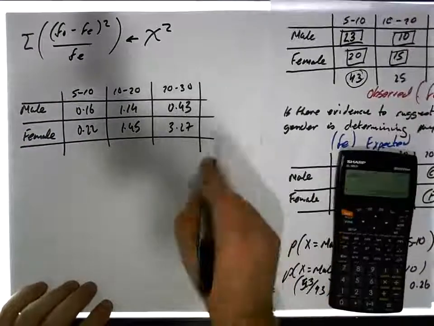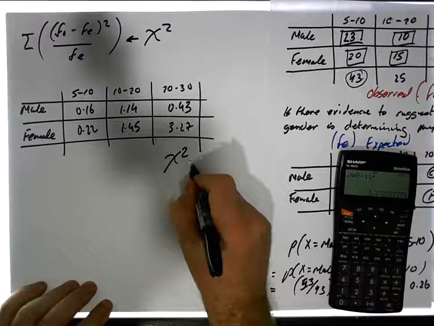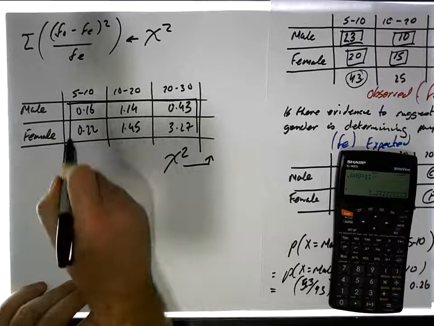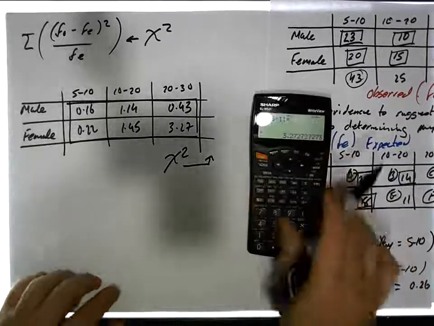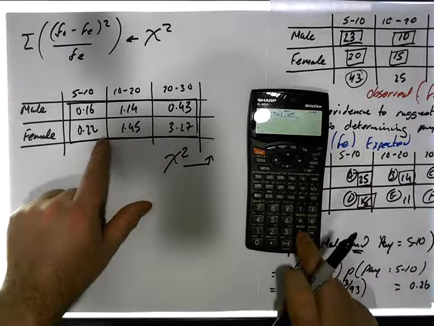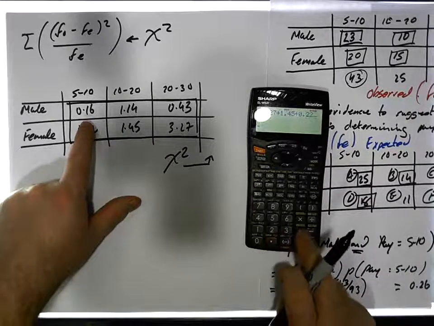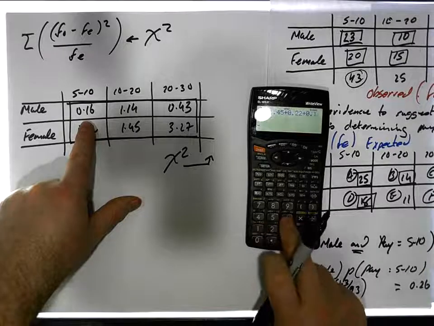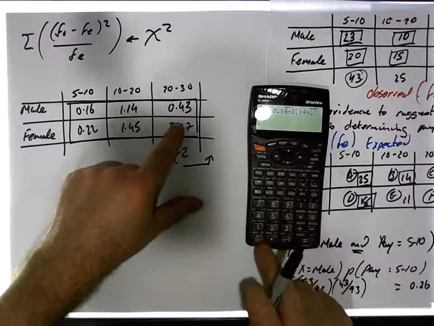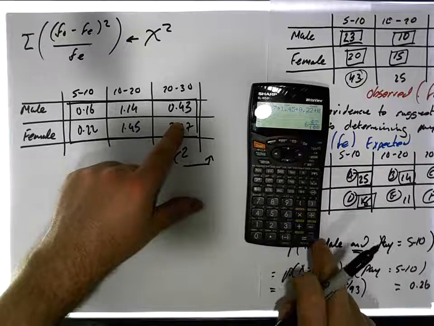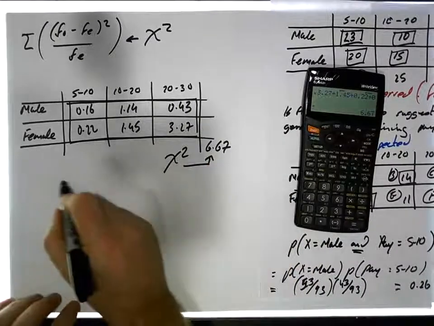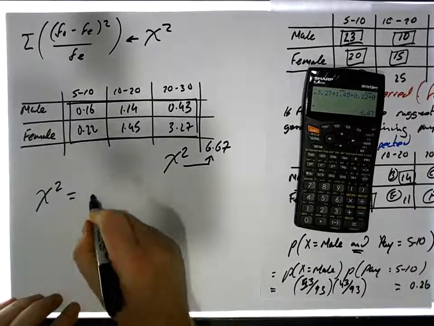So the chi-squared value itself is going to be the sum of all of them. So the summation of all of these values is our chi-squared. So we have 3.27 plus 1.45 plus 0.22 plus 0.16 plus 1.14 plus 0.43, which gives us a value of 6.67. So our chi-squared test statistic is 6.67.